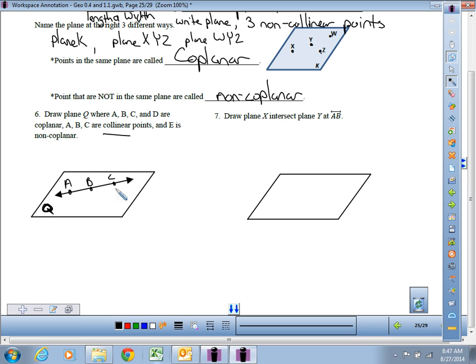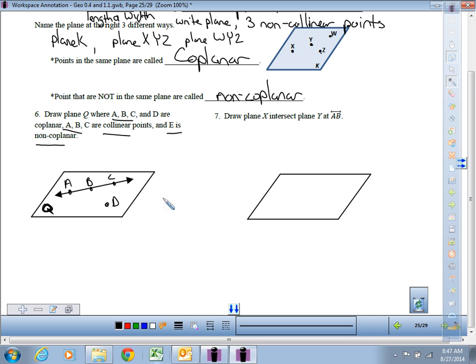So A, B, and C are collinear. And E is non-coplanar. So remember, we had A, B, and C are collinear. D is coplanar with this, so D is on this plane. And then E is non-coplanar. Like if you're writing this on a piece of paper, it would have to be on a different sheet of paper or underneath on the desk. Okay, so it has to be non-coplanar.